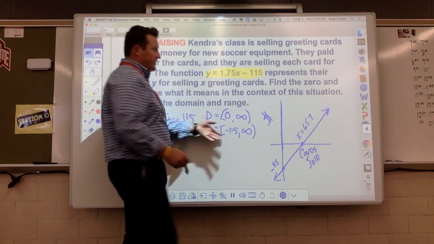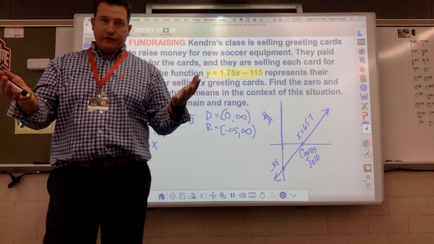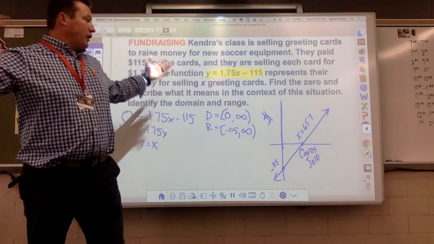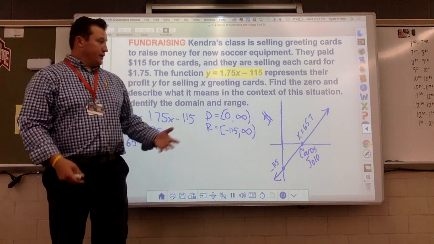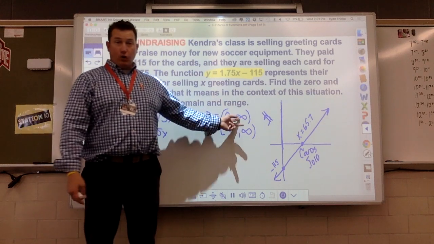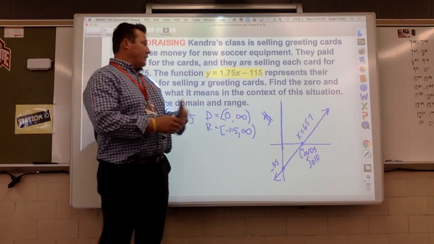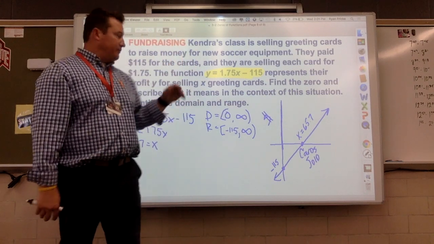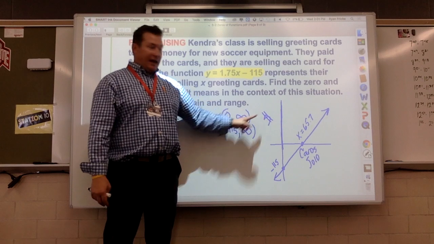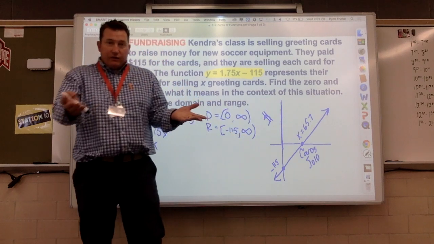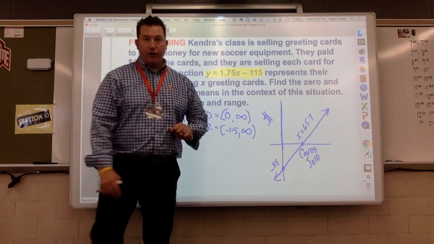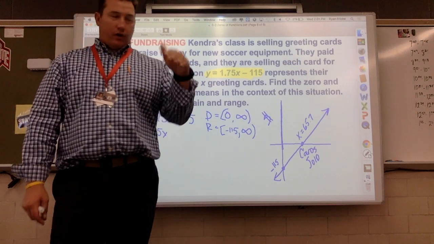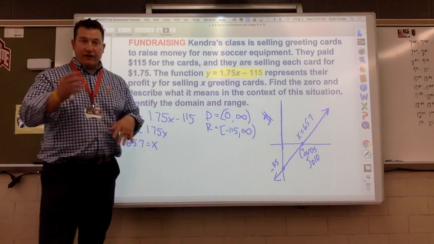And once again, they don't really give us how many cards we bought in total. If they said you bought 300 cards, then my domain could only go to 300. And then we would know, if we sell all 300 cards, here's the maximum amount of money that we could make, and that would be this number here. But they didn't really tell us that. So I'm perfectly okay with what we have here for our domain and range, and I believe we've answered all of our questions.